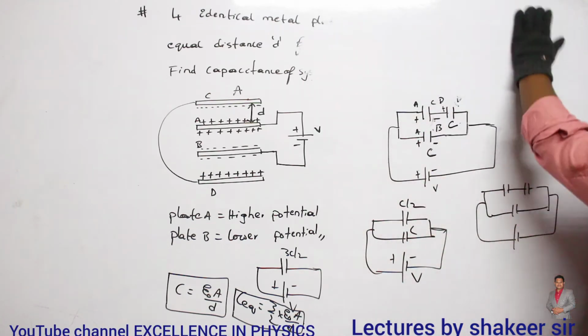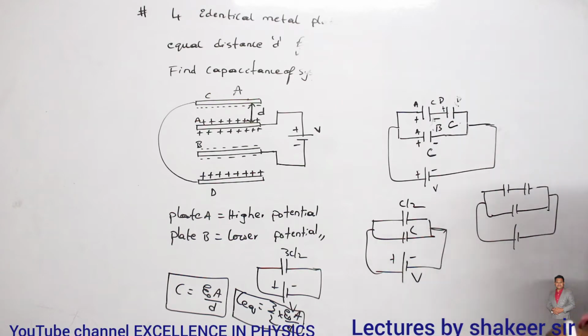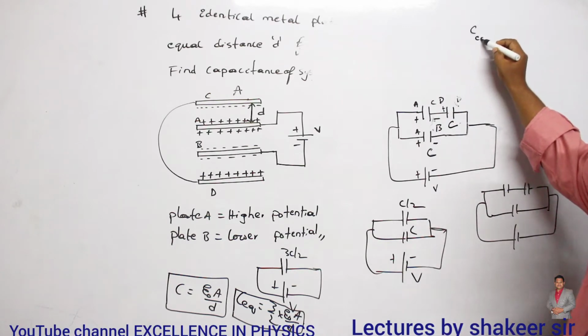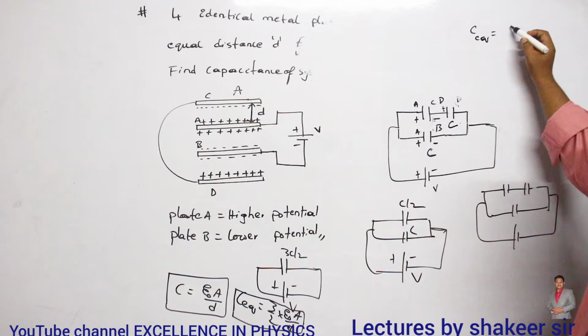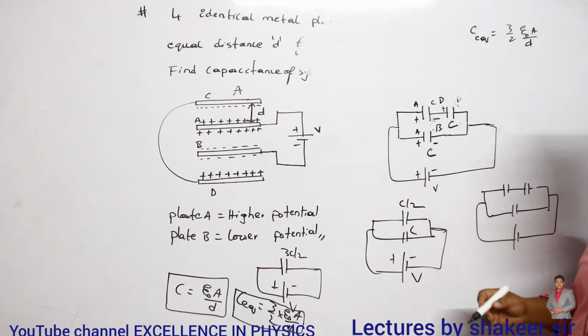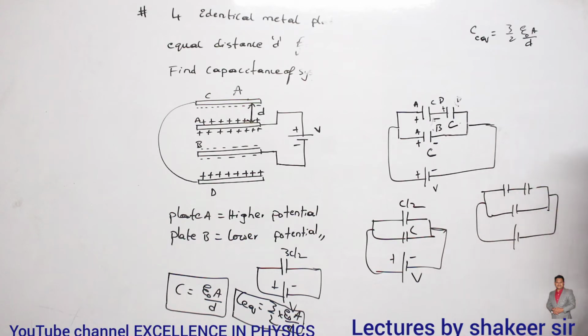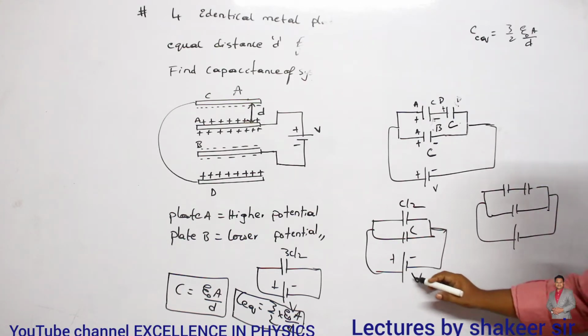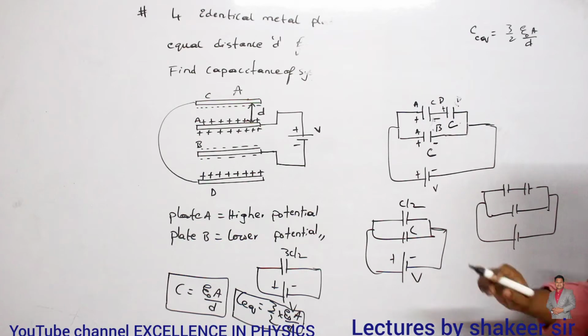So, total capacitance of the circuit is how much? It is equal to 3 by 2 E naught A divided by D. So this is the total equivalent capacitance of the circuit. And what is the potential difference of the battery? Potential difference of the battery is V.